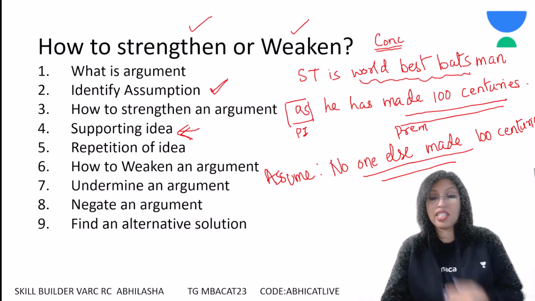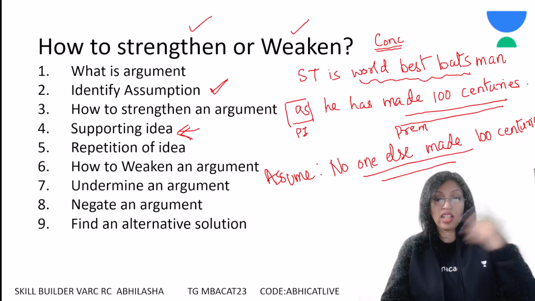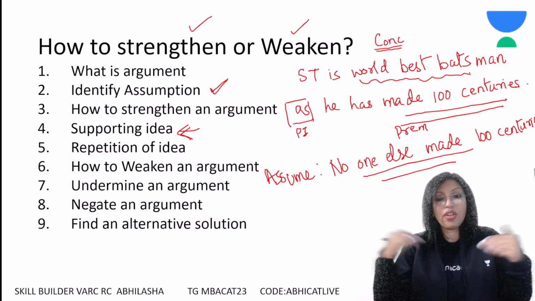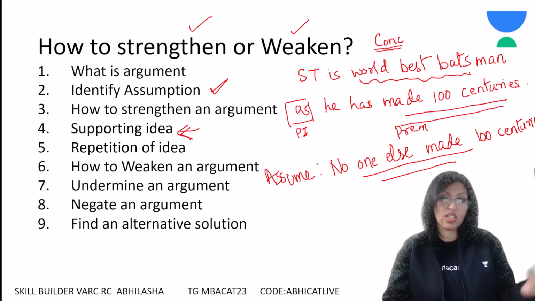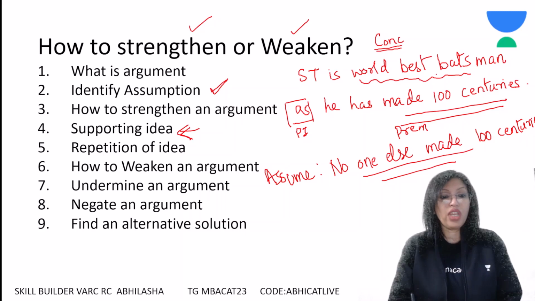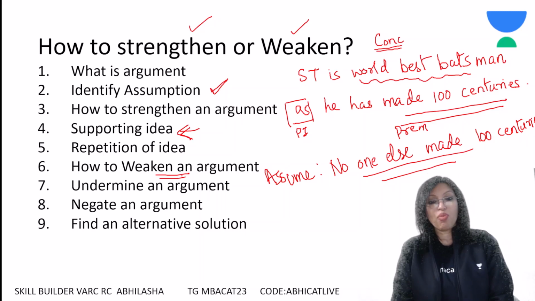If this happens, then Sachin could be the world's best batsman, right? If I could say that, I can come up with reasons which are not written here, but which are valid. So, if they were to be true, Sachin could be the world's best batsman. Similarly, if I have to weaken an argument, I'm going to try and prove it false. So my task here is to prove that Sachin is not the world's best batsman.